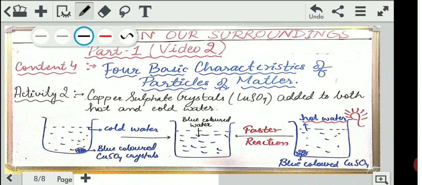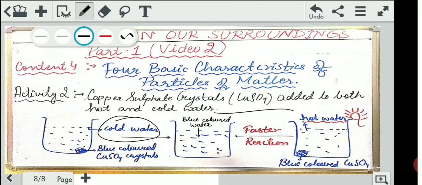Now we have added these blue colored crystals to both hot water and cold water. You can see on this side we have cold water, and on the other side we have hot water, right? When we added blue colored crystals in cold water as well as in hot water, the water turned blue in both cases. Why? Same concept: the particles might have intermixed.